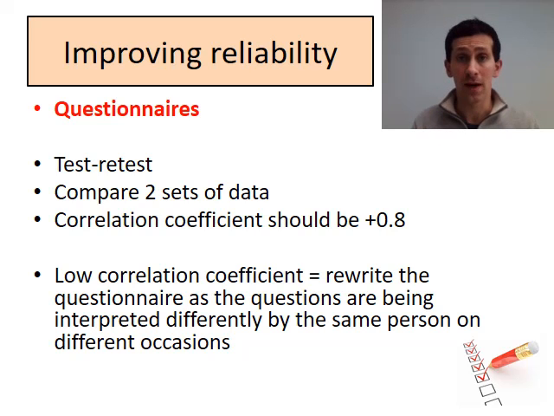Remember, if there's a low correlation coefficient, you might need to rewrite the whole questionnaire. If the two scores don't match, then you'll have to redo the questionnaire, as it's probably being interpreted differently by the same person on different occasions. So if I was to do the questionnaire one day, and then you gave it to me on a different day, and I got completely different scores, I'm clearly misinterpreting the questions. So you need to make sure if I did it on one day and did it on another day, that the results of my questionnaire would be similar. And that shows the questionnaire has reliability.